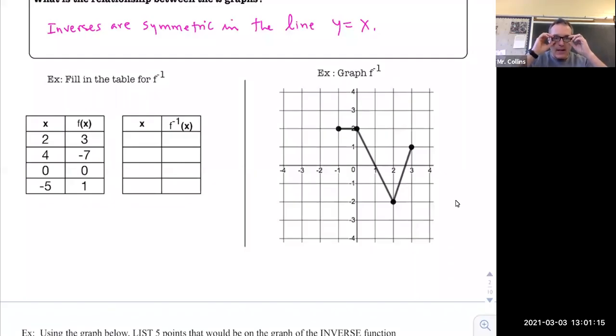Hey gang, second video here, kind of previewing what we're doing about inverses. I don't have this numbered, but if we call this example one here, it says fill in the table for f inverse.